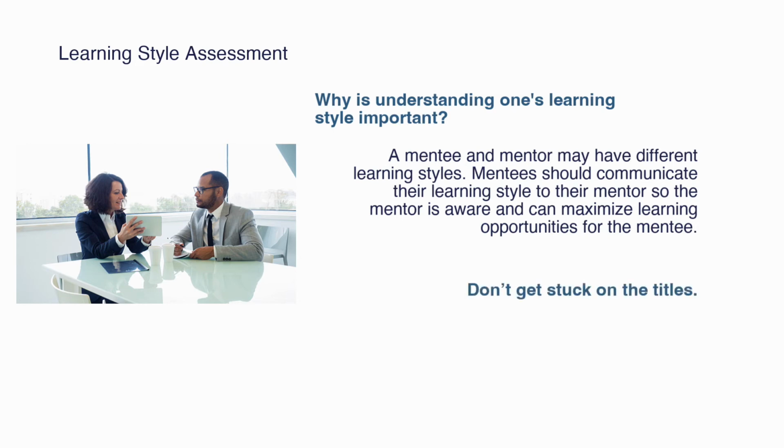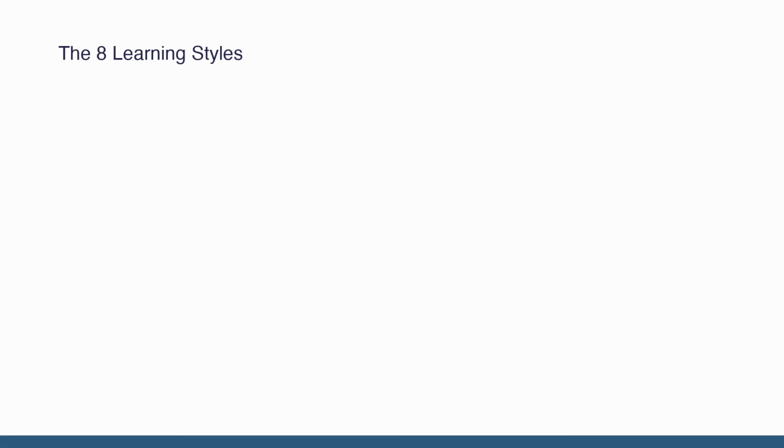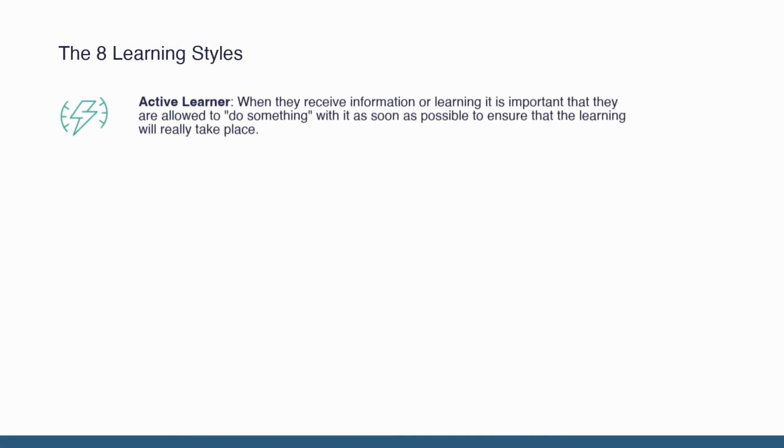Don't get stuck on the titles. We're not so concerned that you indicate that you're a visual learner or a global learner. It's more important that you understand the behaviors related to the styles, not just the names of the learning styles. As an example, if you have a mentee who is an active learner, when your mentee receives information or learning, it's important that they're allowed to do something with it as soon as possible. This ensures that the learning will really take place.